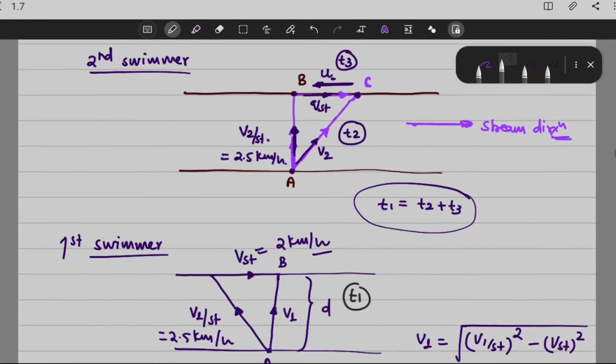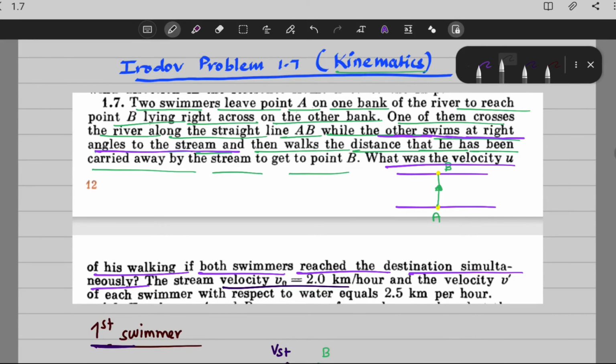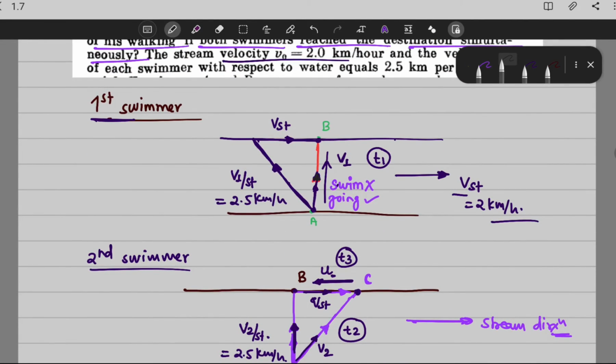Let us summarize once again. In the question it is asking that there are two swimmers who are leaving from point A to point B right across on this particular bank, and one of the swimmers is actually going in this particular direction. It is not swimming in this direction, but it is going in this direction, and the stream has velocity of 2 km per hour. Because of this, the swimmer has to swim in this particular direction with respect to the stream direction, so that it will go in this direction.